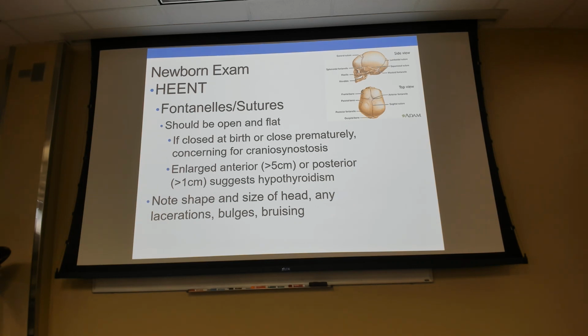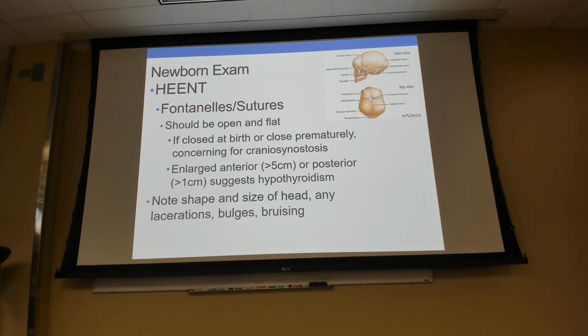What kind of imaging might you do for that? Ultrasound. You're doing beautifully. This is going to be great. If it is small or fused, you worry that it fused too early, and fusion too early of any suture is called craniosynostosis. And if it is way too big, like 5 centimeters, that's not a soft spot, that's a soft crater. Then you get concerned about infection and hypothyroidism, two things you're going to see over and over.